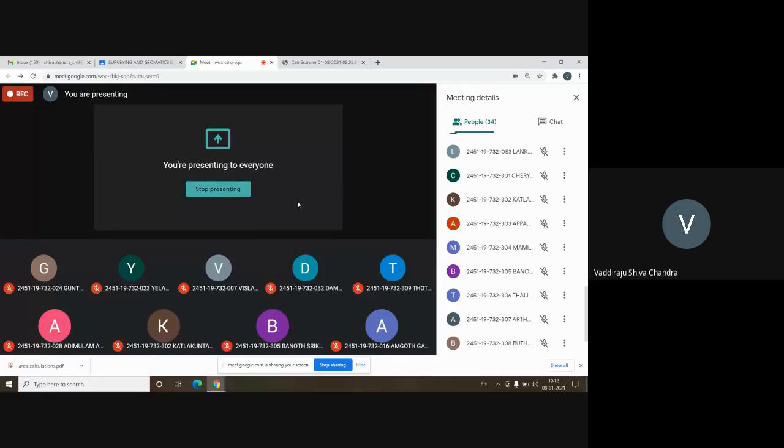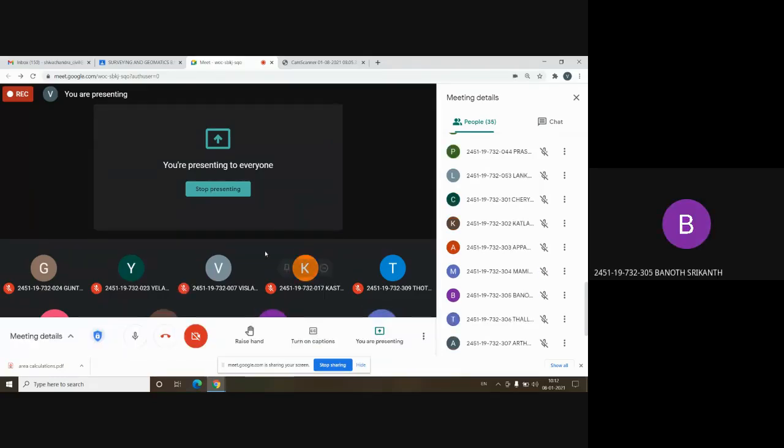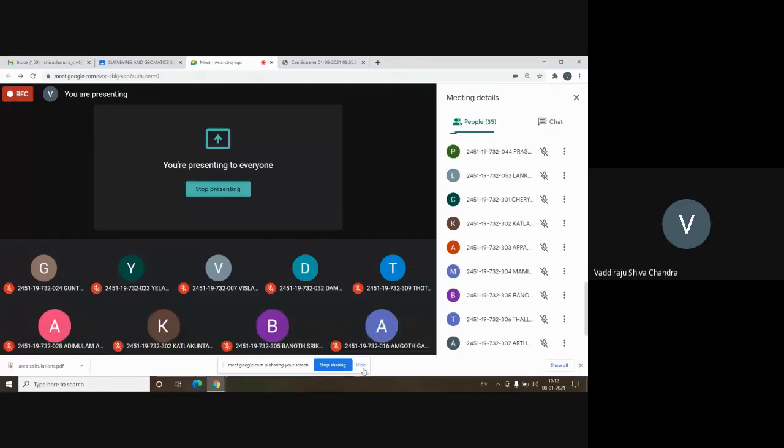One equation is half into base into perpendicular; also half into base into height gives you the area of a triangle. Any other equation which can be used? Under root S into S minus A into S minus B into S minus C. What is S there? How do you calculate it? S is A plus B plus C by 2. So the same equations we are going to use, and we are going to determine the areas.